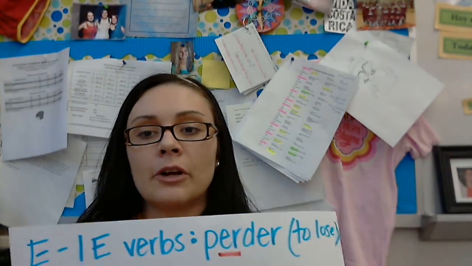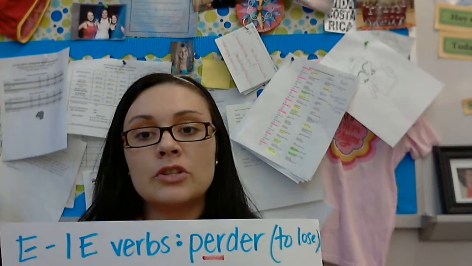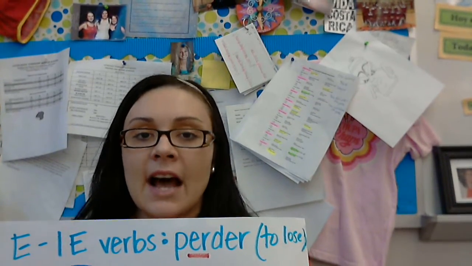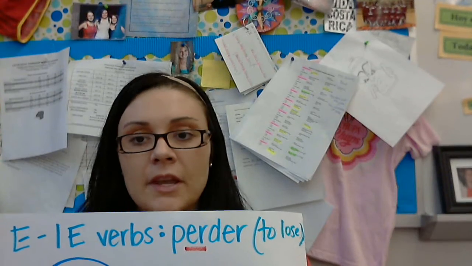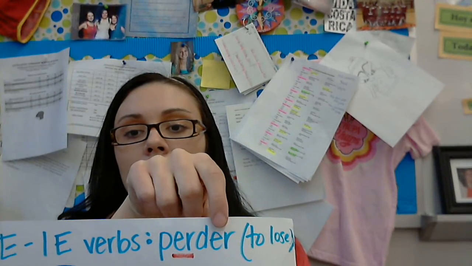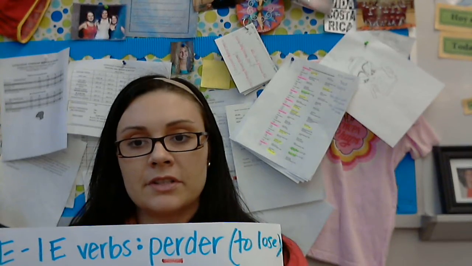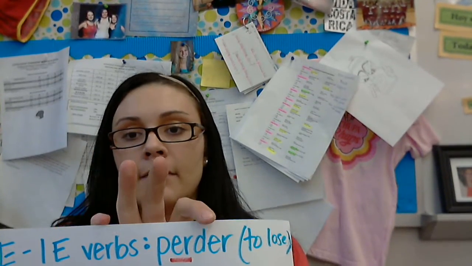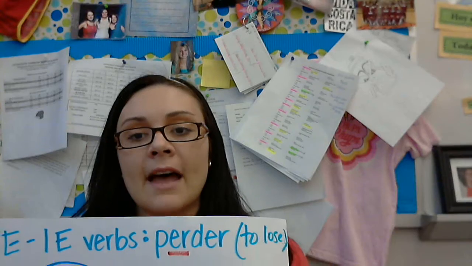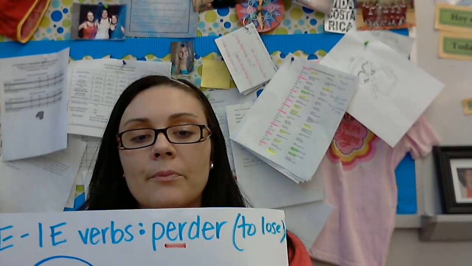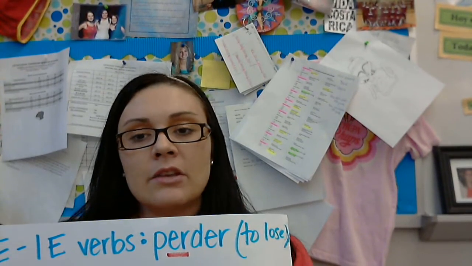Now, if you take a look at the verb perder, which means to lose, it is an E to IE verb. The ER, this is backwards, the ER is the part that you take off first. That leaves perd, P-E-R-D, as the stem. So, when you conjugate this, the reason it is called a boot verb is because you are conjugating everything that is in the boot and you're changing the stem.